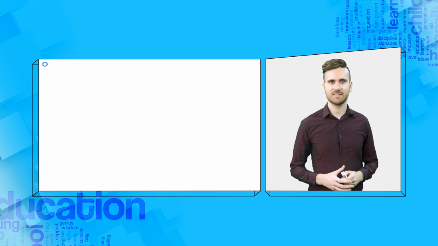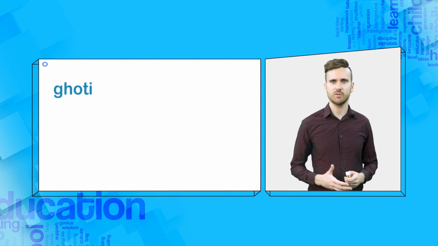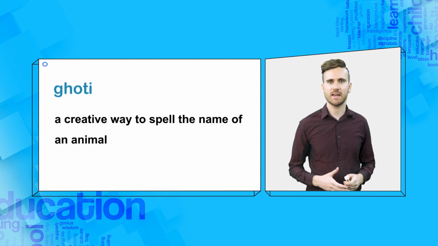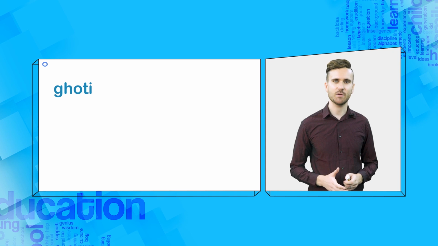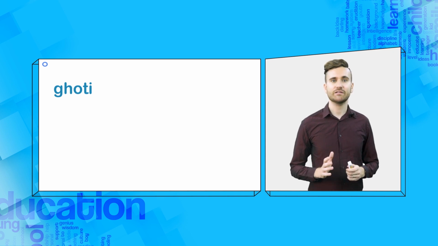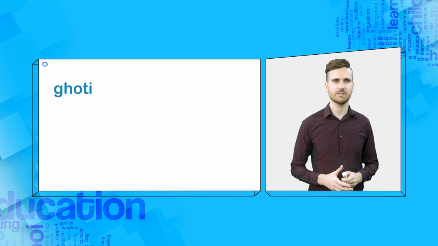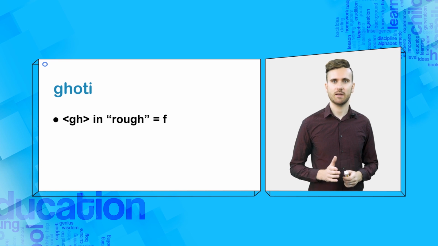Perhaps the most famous example of the arbitrariness of English spelling is goatee. This is a creative way to spell the name of an animal. You've probably eaten it recently. To understand how to pronounce this word, let us divide it into its individual sounds. Firstly, in the word rough, the GH is an F sound. So let's use the F sound in rough to pronounce GH.